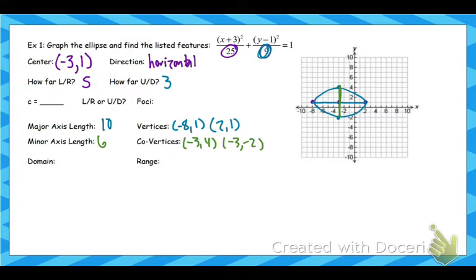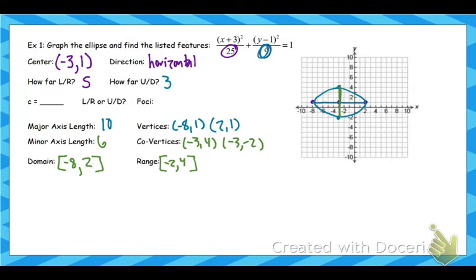Domain, we look left to right. The farthest left is -8. The farthest right is 2. It does actually touch those points, so we're going to use brackets. Range, we write bottom to top. The lowest y value is -2. The highest y value is 4. And I use brackets.